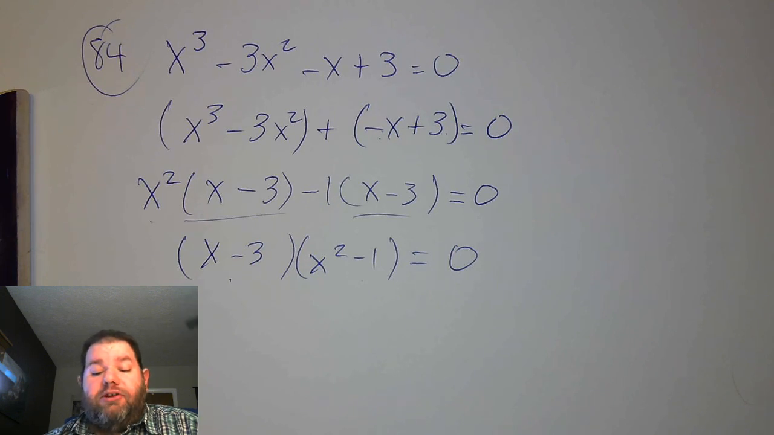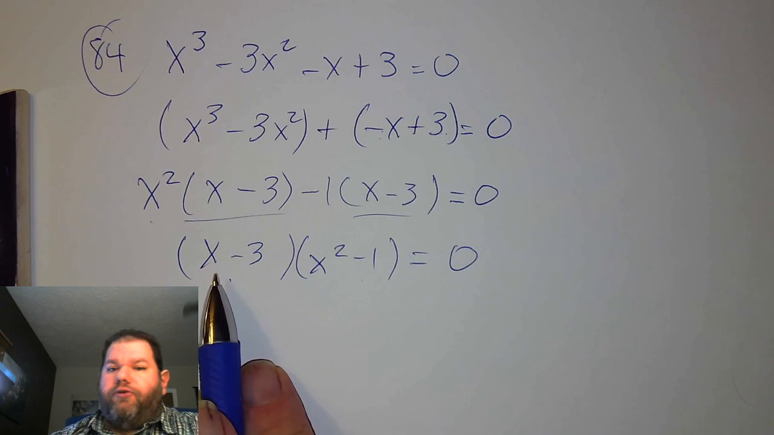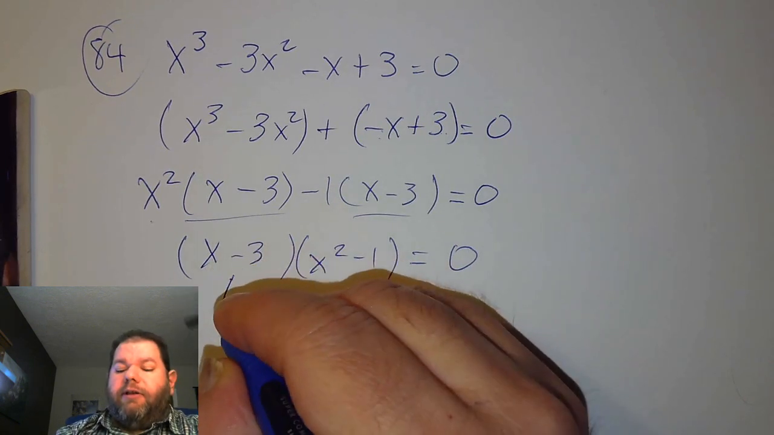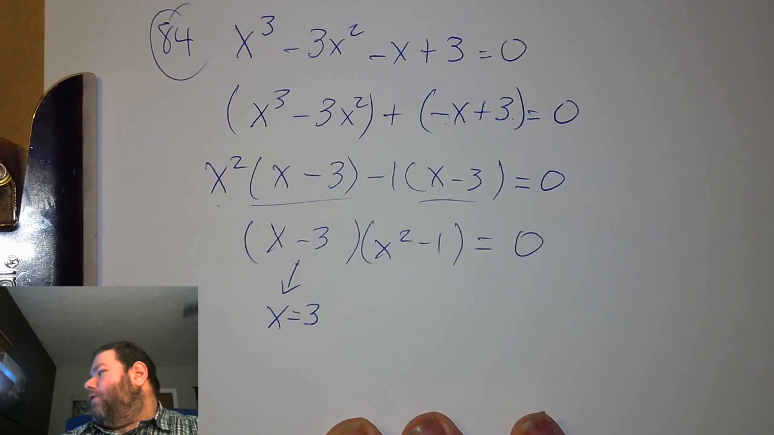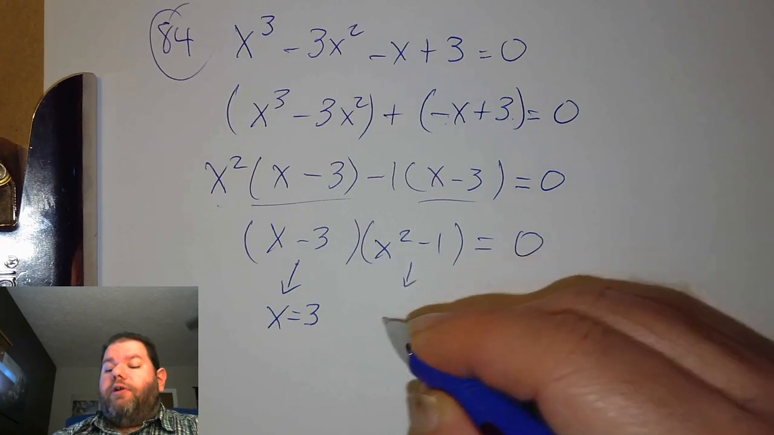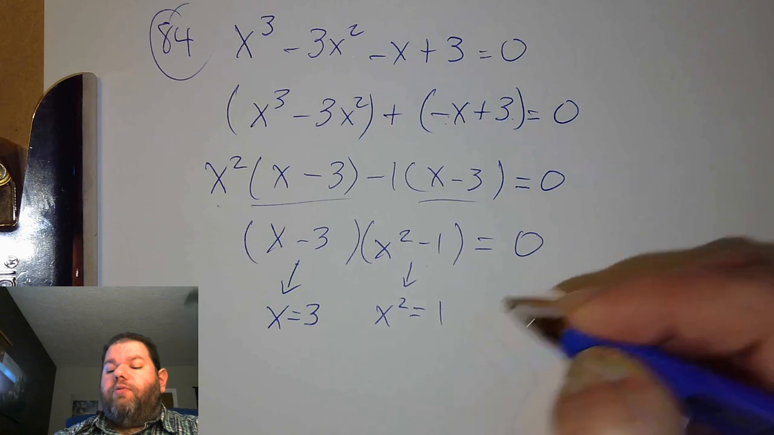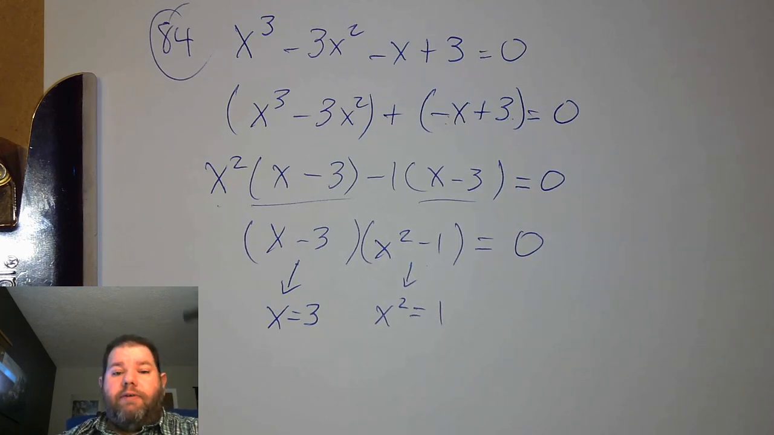So at this point, it's very similar to what we saw last time because we've got a normal binomial where we can immediately see that x equals 3 is our solution there. And then with x squared equals 1, what two solutions is that going to give us?